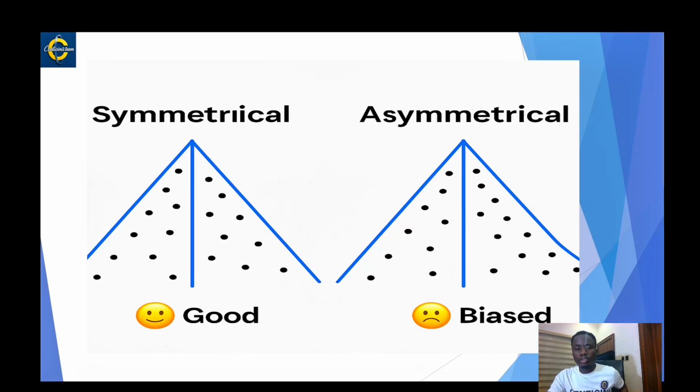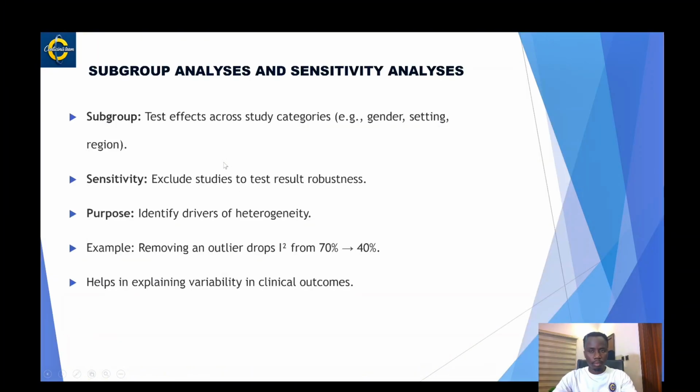Now, I just tried to show you some of the differences between symmetrical and asymmetrical, and this is also something that comes close to what I was trying to talk about, okay? Now, we're going to talk about subgroup analysis and sensitivity analysis. Don't worry, we are progressing really well.